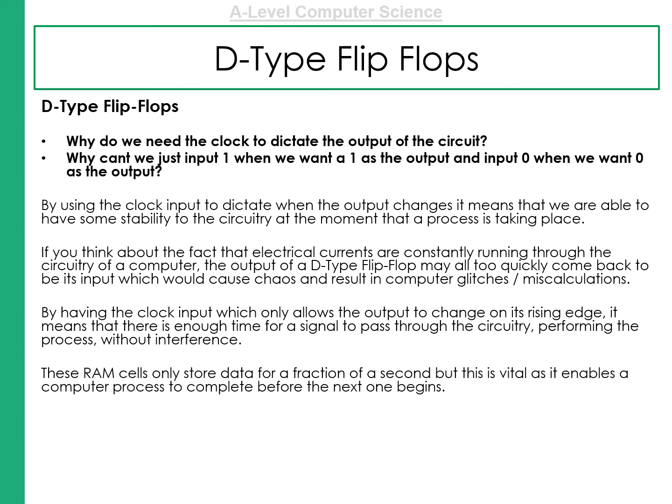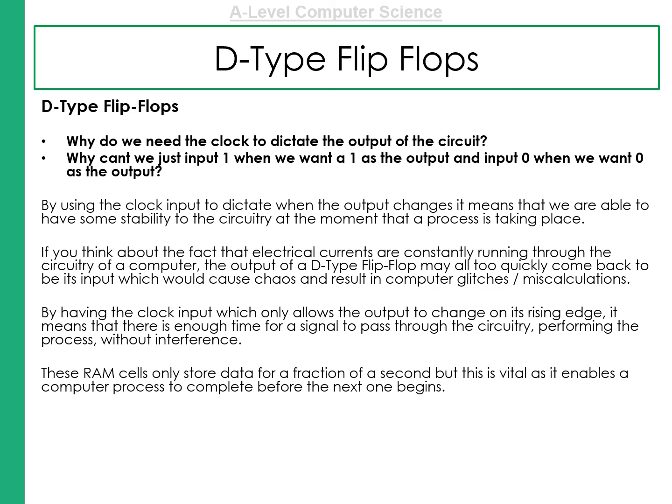So here are two key questions that you might be asking. Why do we need the clock to dictate the output of the circuit? And why can't we just input 1 when we want 1 as the output and input 0 when we want 0 as the output? Okay, so the clock input dictates if the output changes, meaning we can have some stability in our circuitry, so it's not changing all the time. Remember, electrical currents are constantly running through the circuitry of a computer. So the output of a D-type flip-flop might too quickly come back to its base, which would cause chaos and cause computer glitches and miscalculations.